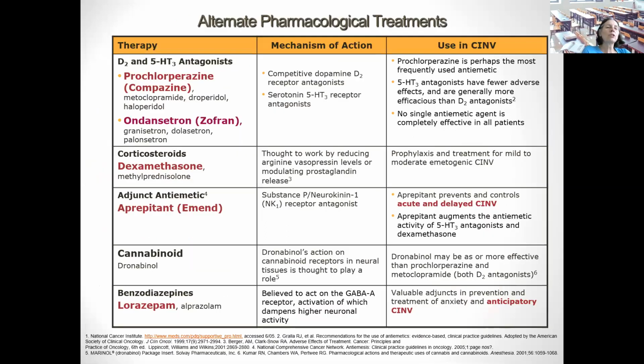So, pharmacologic treatments for chemotherapy-induced nausea and vomiting. Well, we can give prochlorperazine, Compazine. All of our dopaminergic anti-nausea medications all have the zine ending. They're actually psych meds, zine, Thorazine, right? But Compazine, prochlorperazine, it's a drug that works on the dopamine receptors.